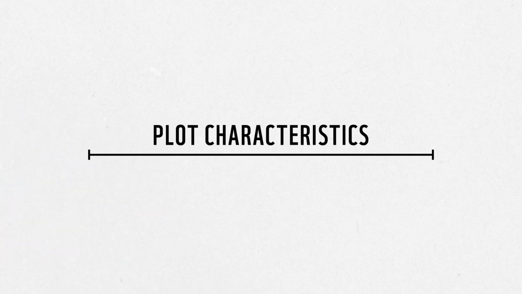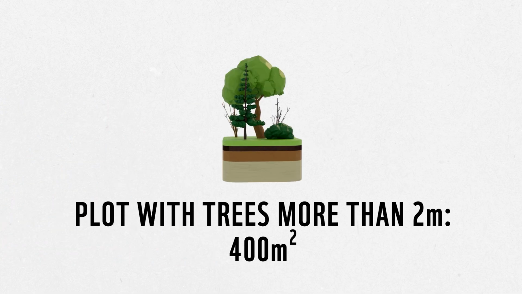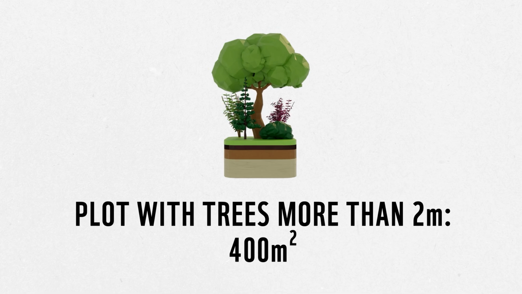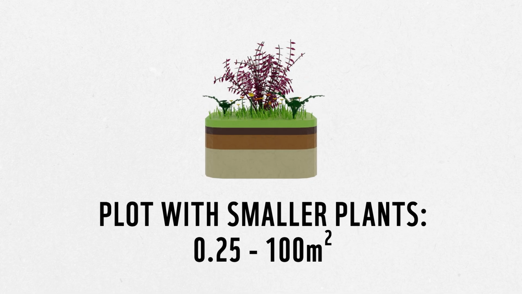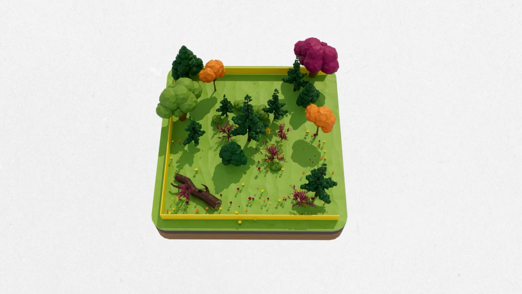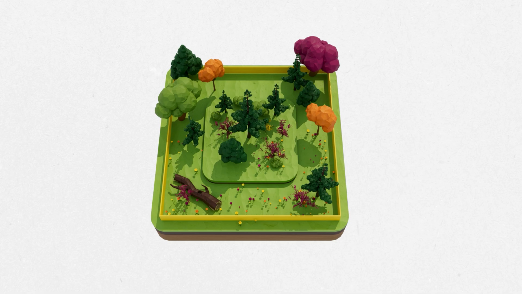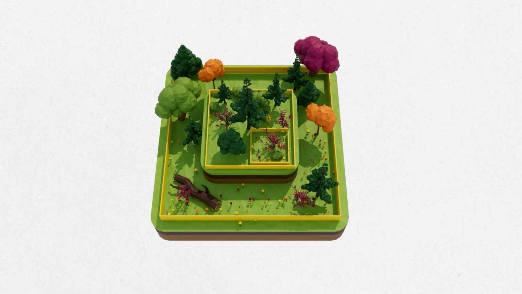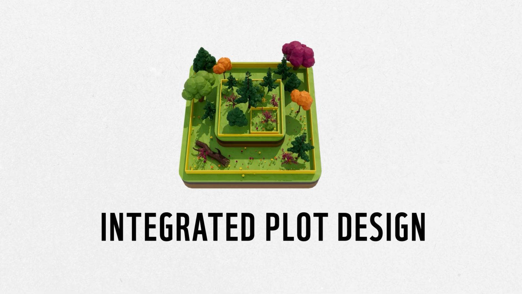Plots come in different sizes depending on what you're measuring. If you're measuring trees that are taller than 2 meters, you'll need a 400 square meter plot. For smaller plants, you can use much smaller plots, anywhere from 0.25 to 100 square meters. If you're measuring multiple things, like trees and soil, in the same area, you can arrange your plots so the smaller ones are inside the bigger ones. That's called an integrated plot design.